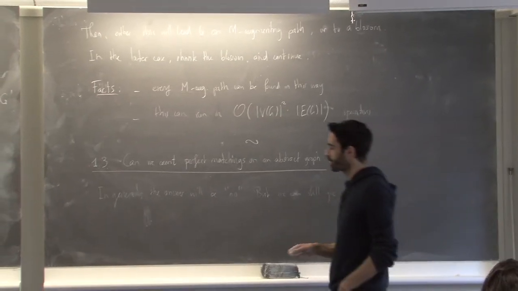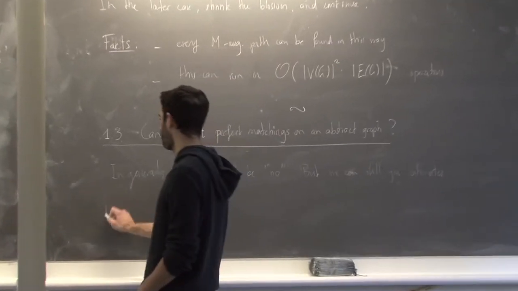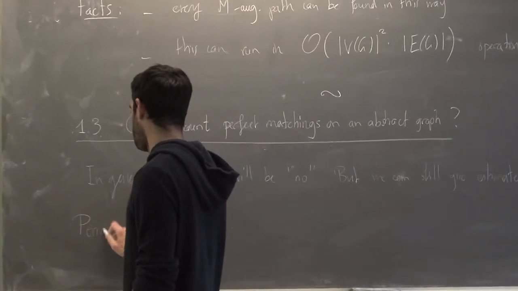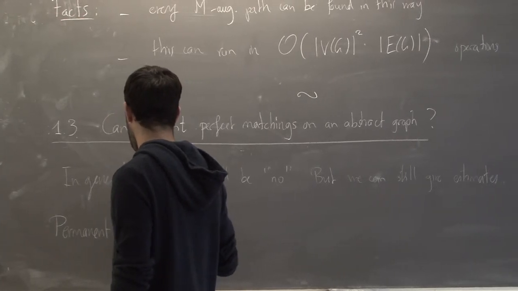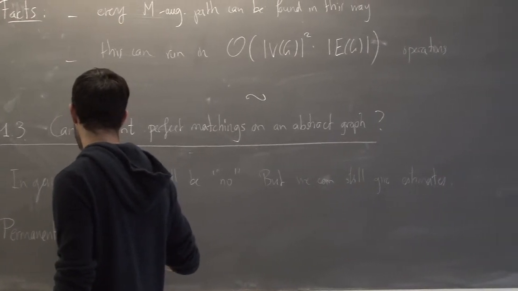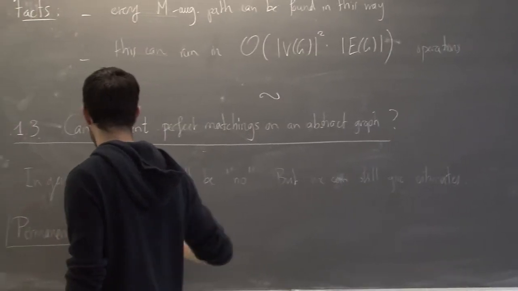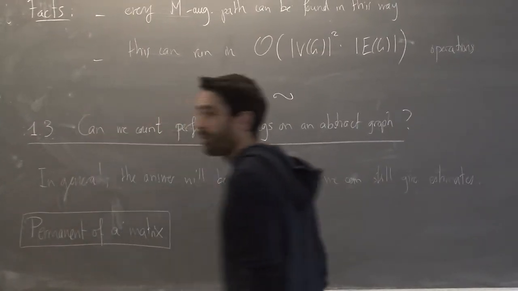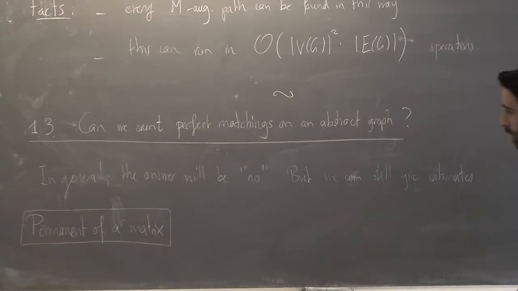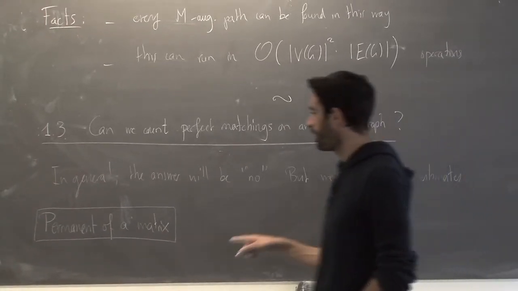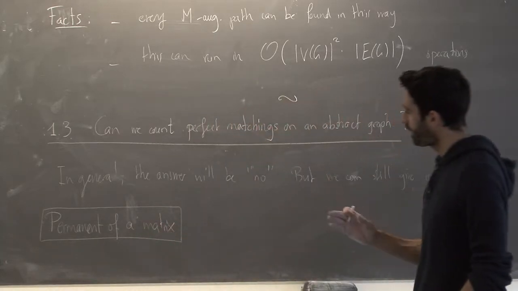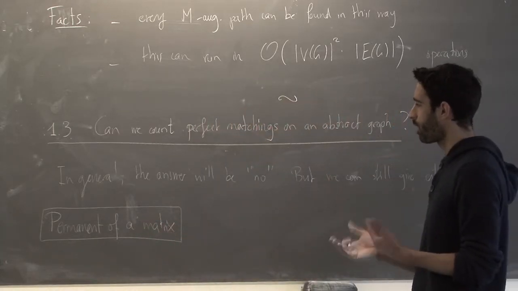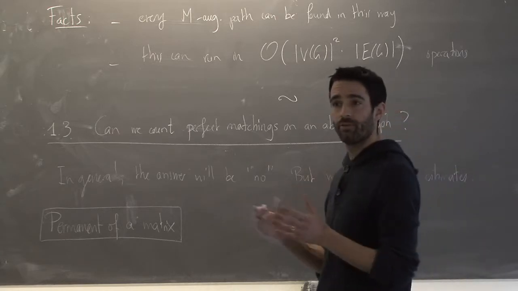And this will be the subject of the first paragraph of this last section. It will be about the permanent of a matrix. So what I'm going to do in 15 minutes, I'm going to define the permanent of a matrix and then explain that actually sometimes you have some estimates on the permanent of a matrix.